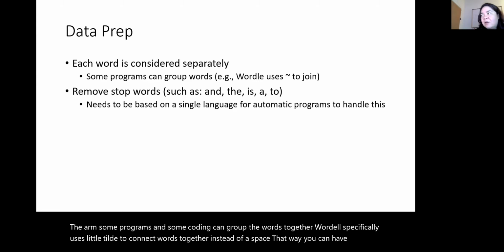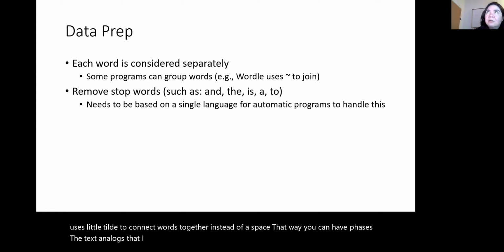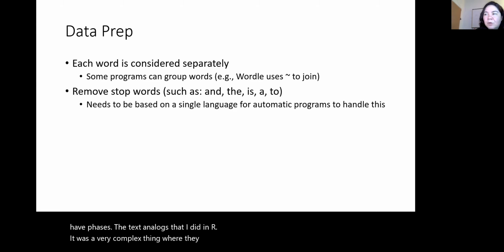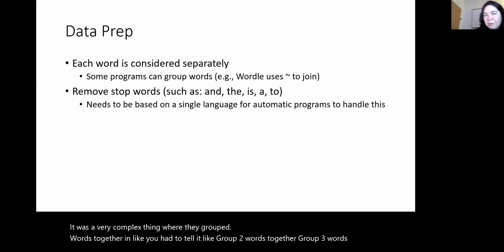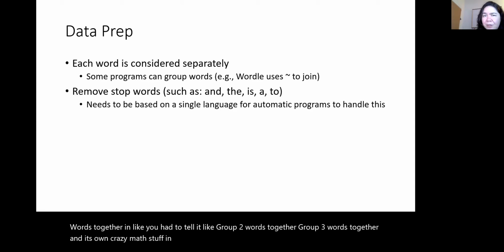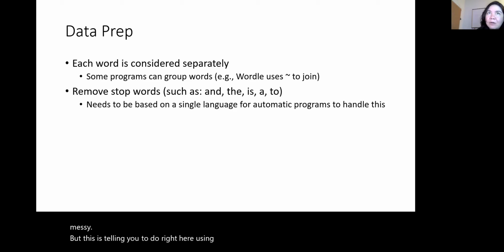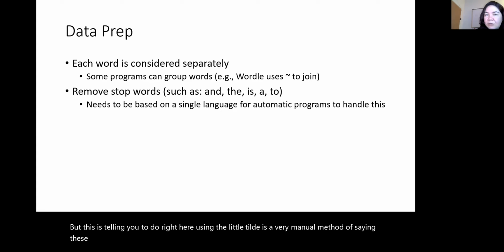The text analytics that I did in R was a very complex thing where they grouped words together, and you had to tell it to group 2 words together, group 3 words together, and it did some crazy math stuff in the background to try to figure it out. Ends up very kind of messy. What this is telling you to do right here using the little tilde is a very manual method of saying these two words need to go together, and then you look through all the word pairs like that and make sure that they are tilded.